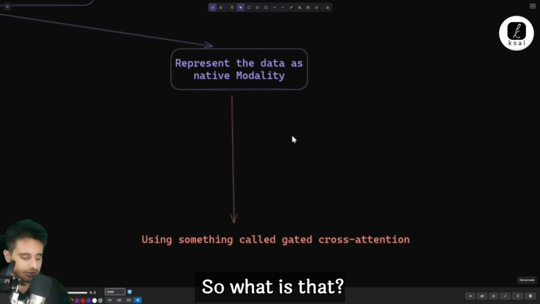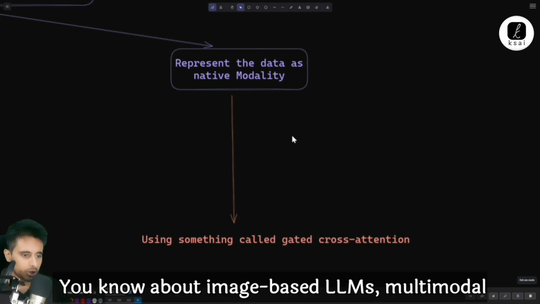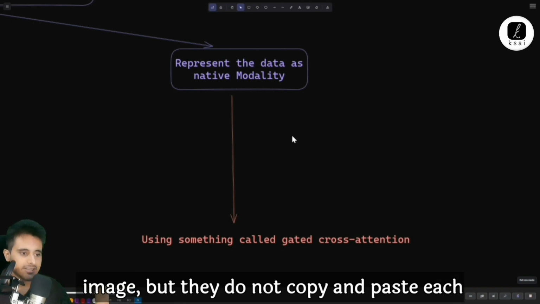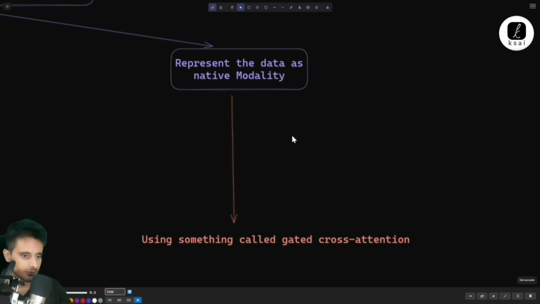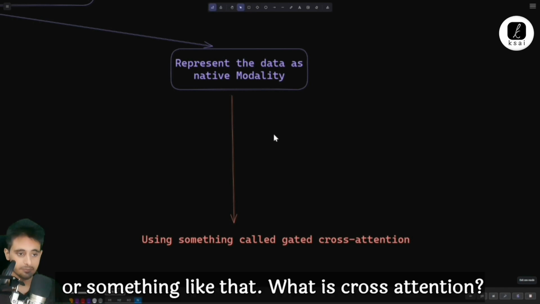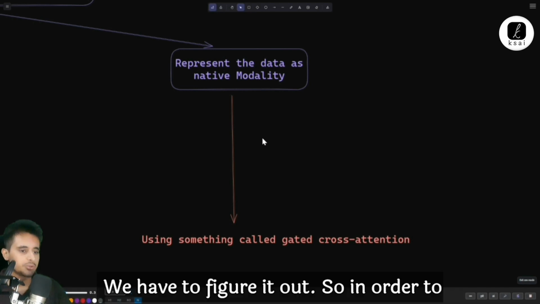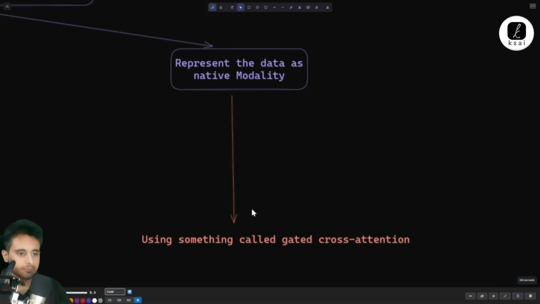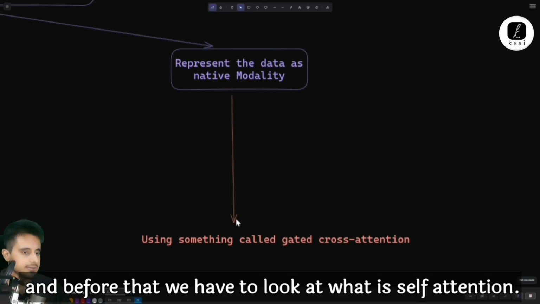So what is that? You know about image-based LLMs, multimodal LLMs, right? They can understand images, but they do not copy and paste each and every pixel of the image in the text itself. What it actually does is something like cross attention. So what is cross attention? We have to figure it out. In order to figure it out, let us look at what is cross attention. And before that, we have to look at what is self attention.